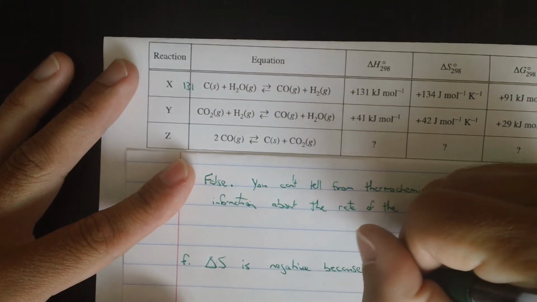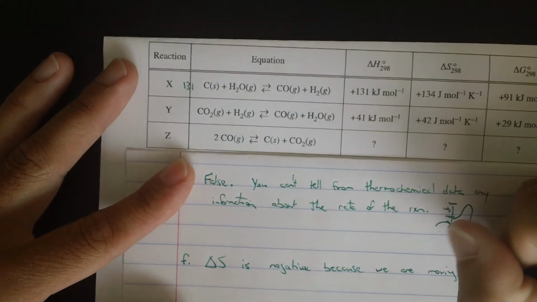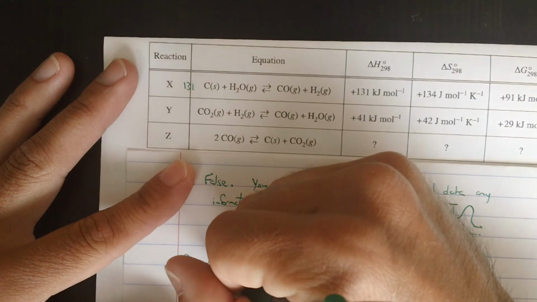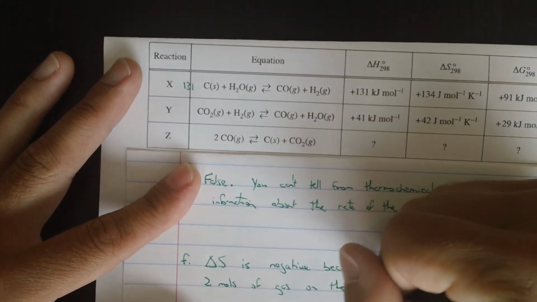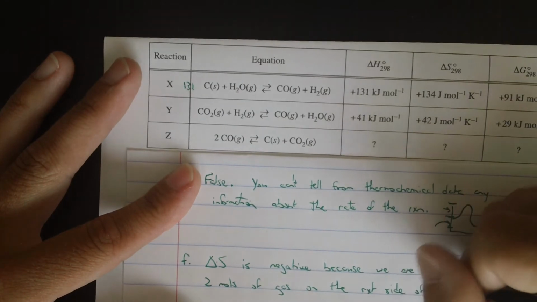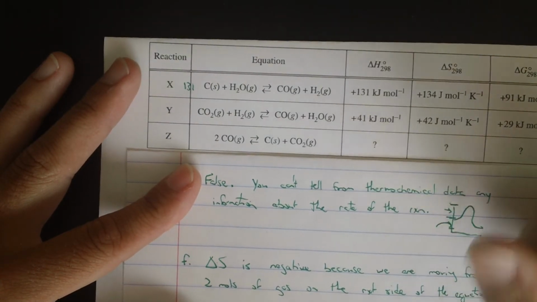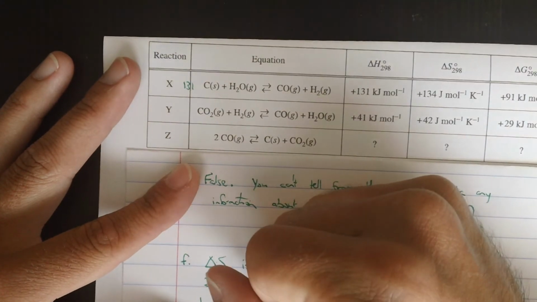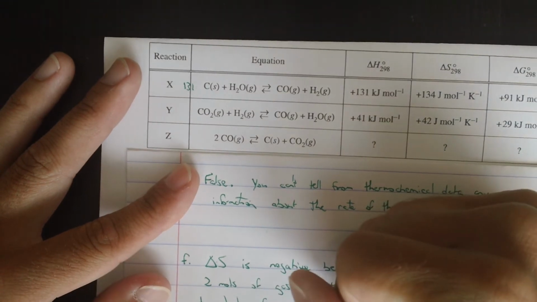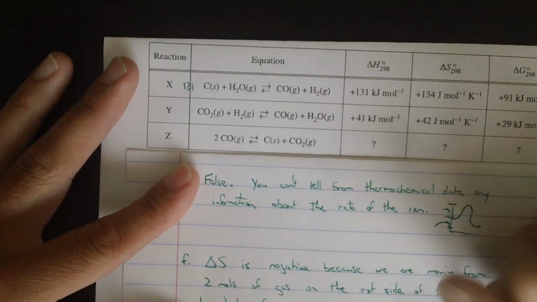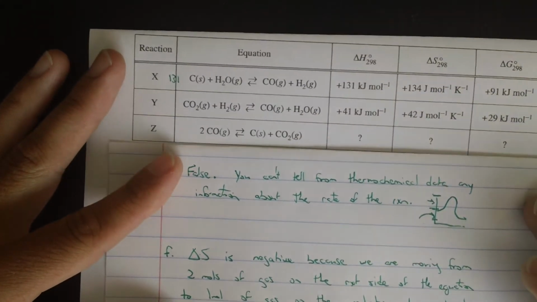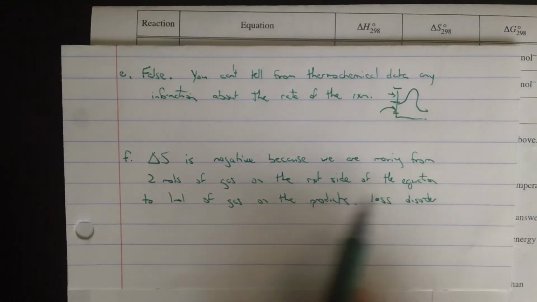Because we are moving from 2 moles of gas on the reactant side of the equation to 1 mole of gas on the products. Less disorder. Sorry, I think that was off the screen for a little bit. So delta S is negative because we're moving from 2 moles of gas on the reactant side to 1 mole of gas on the product side. There's less disorder there. That's it. That's F part 1.